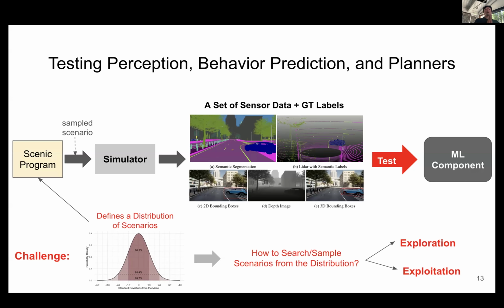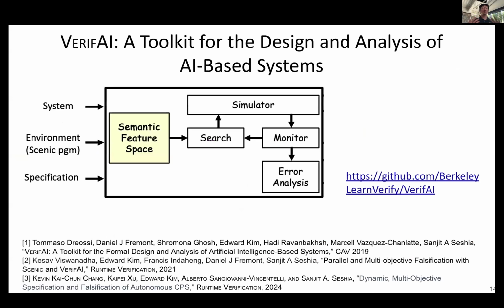Scenic is purely for modeling the environment. Now, in terms of specifying the properties with which you want to test your system, and also in terms of exploring and sampling through the distributions modeled in the Scenic program, that's where VerifAI comes in. So here is the architecture of VerifAI.